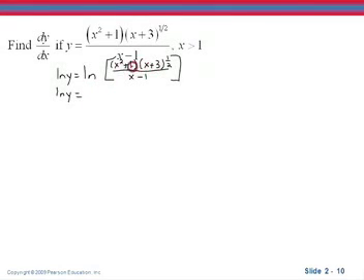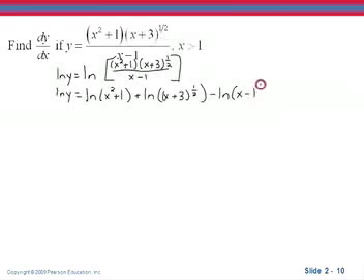Now, what the product and quotient rules tell us is if we have a product, that's the sum of the individual logs. If we have a quotient, that's the difference of the individual logs. So we can break this fraction up as the natural log of x squared plus 1 plus the natural log of x plus 3 to the 1/2, since those are a product, minus the natural log of x minus 1, since that is a quotient we can subtract.